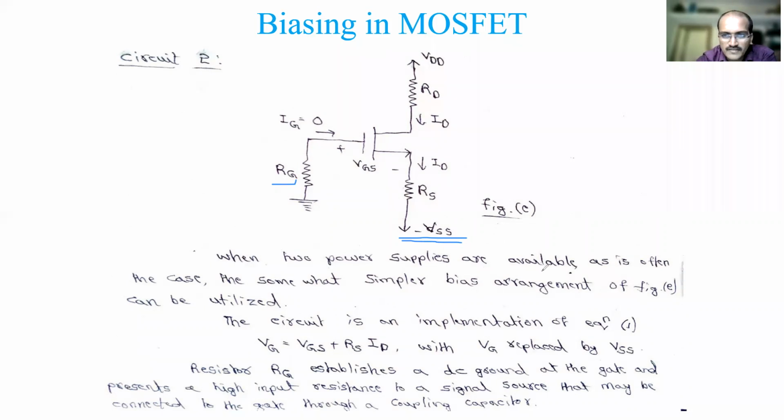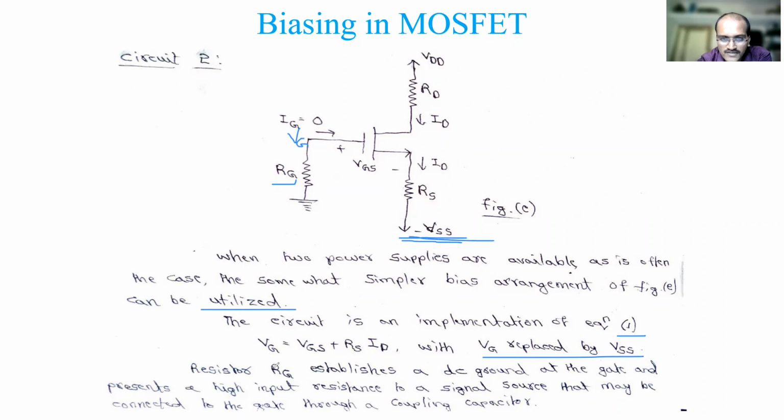When two power supplies are available, as is often the case, the somewhat simpler bias arrangement of this figure can be utilized. So this figure can be utilized when you have the requirement of two power supplies. The previous one was a single power supply. The circuit is an implementation of equation 1. Same as equation 1 in the previous circuit, but the only difference here is that VG should be replaced by VSS, because in the previous case you considered the voltage divider voltage VG, and that should now be VSS.